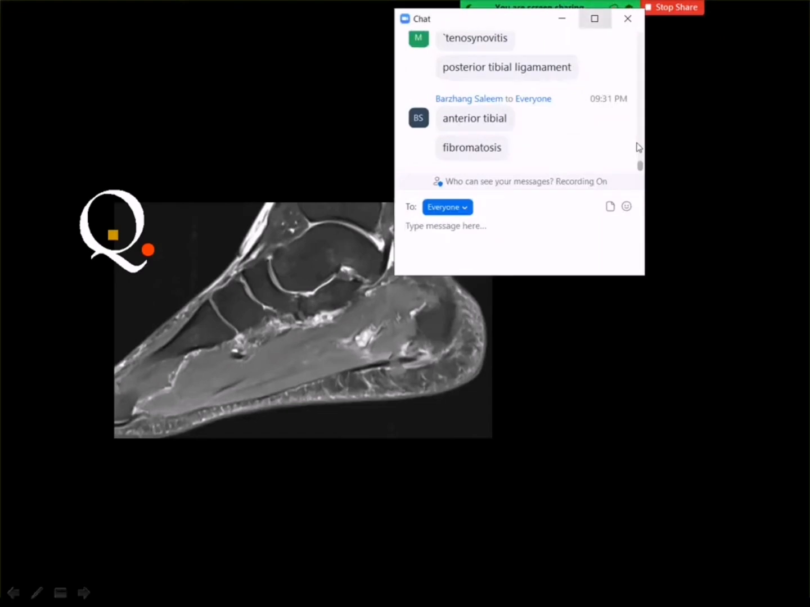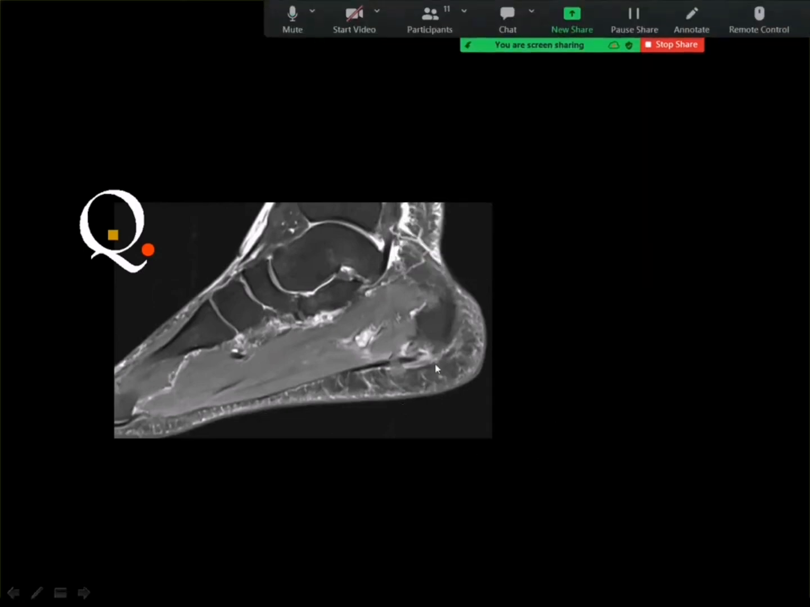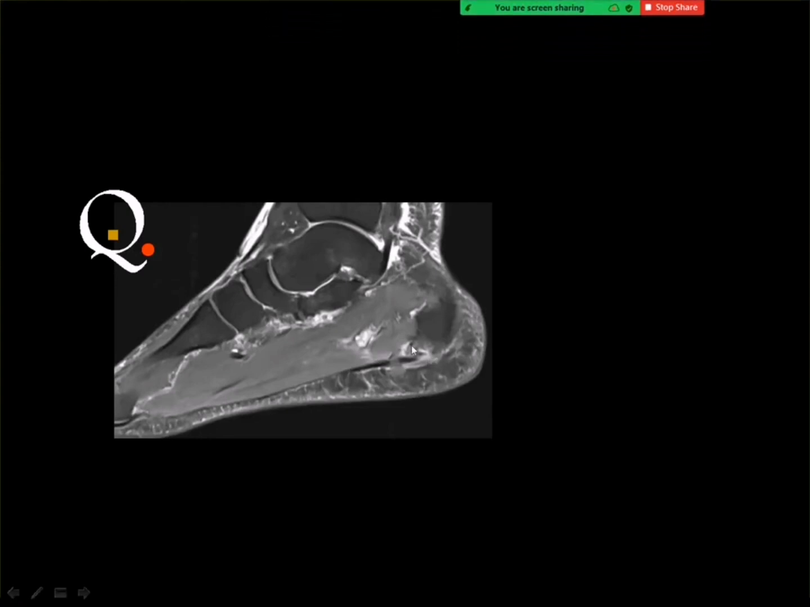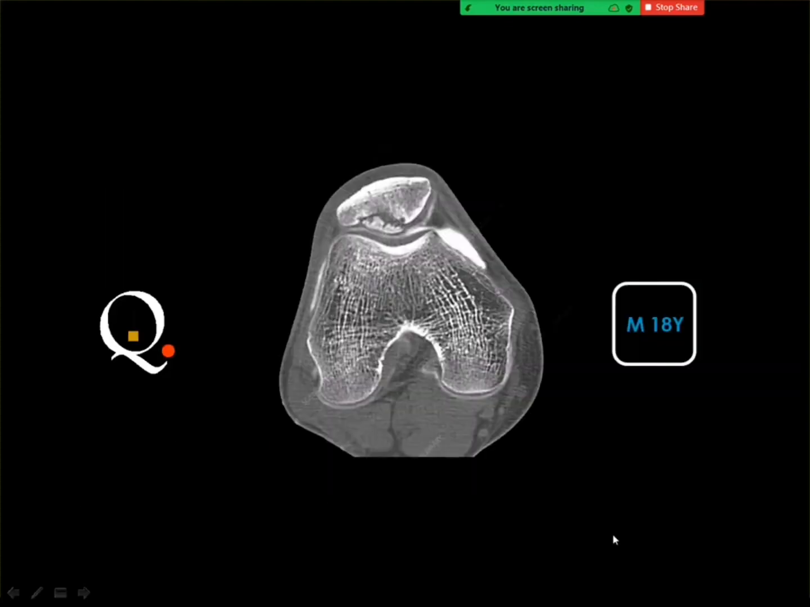Fibromatosis. You mean plantar fibromatosis? There is no mass here. Plantar fasciitis, this is the right answer. Then you got some abnormal signal surrounding the plantar fascia with edematous changes in the fat in the sole of the foot. And here you can also see in the coronal image, and this is diagnostic of plantar fasciitis.